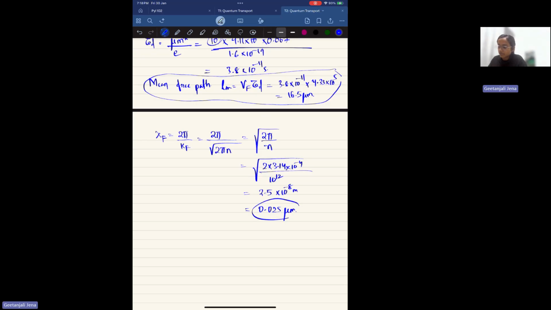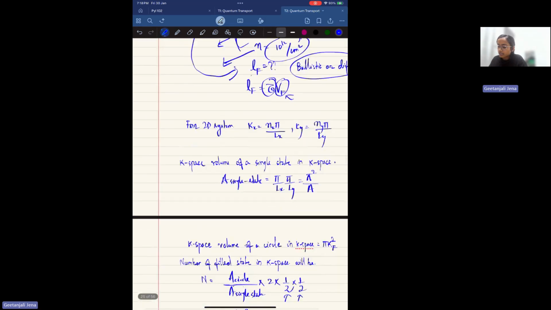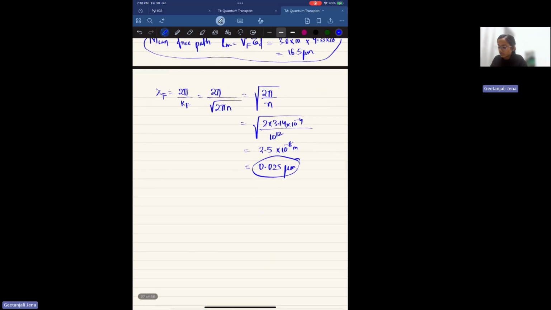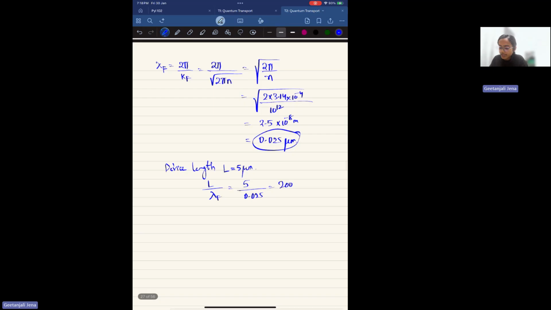This is the Fermi wavelength, and the device length is given as 5 micrometer. Let us compare the two. If we divide the device length by the Fermi wavelength, this will be 5 by 0.025, which is 200. So that means the device length is much greater than the Fermi wavelength. And if you see the chart, this lies in the diffusive transport section.